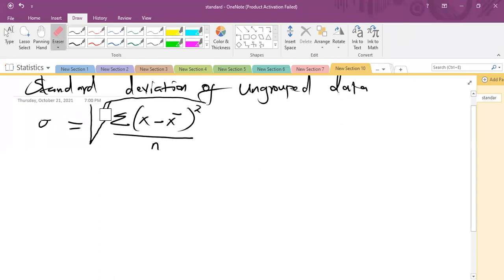Okay, so this is supposed to be the square root. Let me draw it, so that's the square root. Okay, so the standard deviation of ungrouped data is given by the summation. Summation basically means adding up x minus x bar squared, all this divided by n.